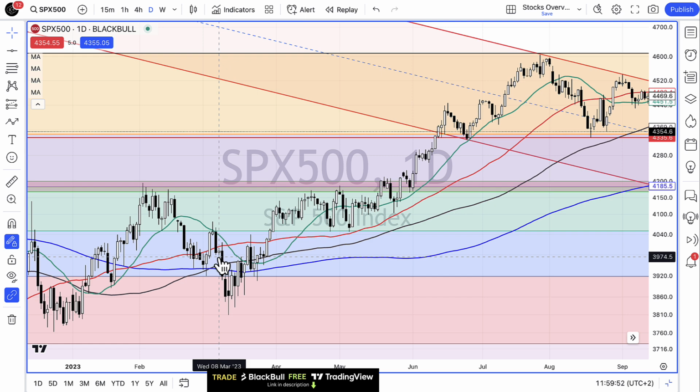The same goes for the 100, although I place less emphasis on the 100 probably than the other 3. And the most important one for long-term trend direction and also for major reversal points on the chart is the 200 period moving average. That's this purple one.